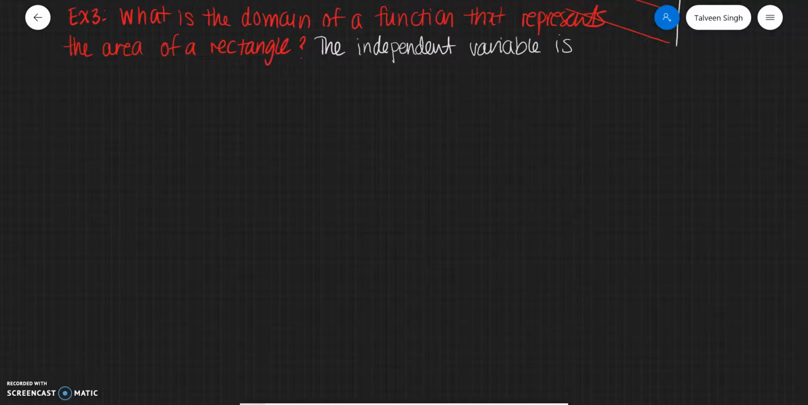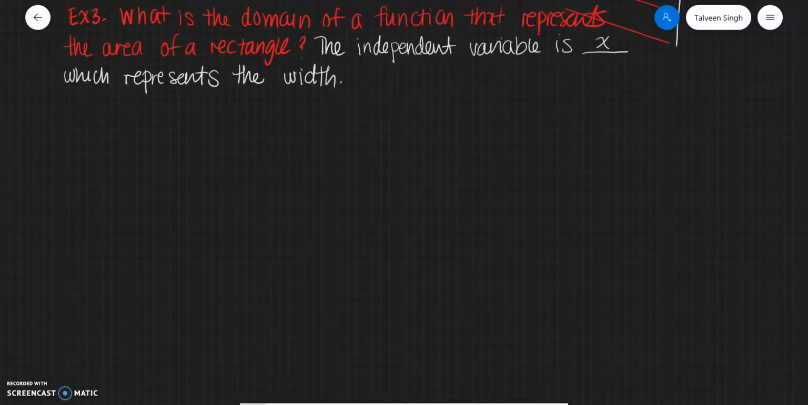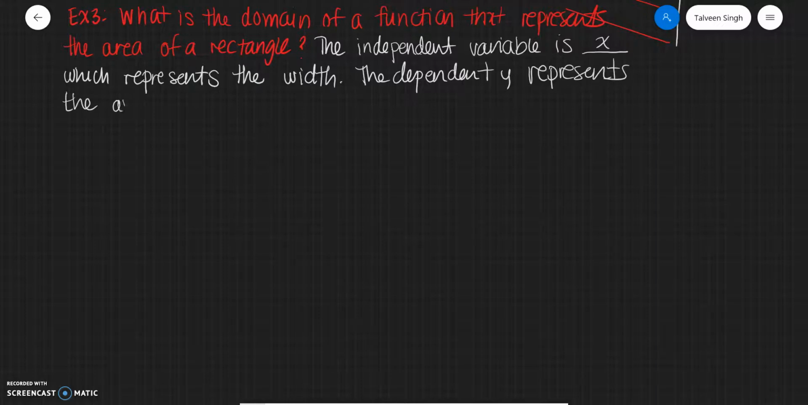So we're going to be talking about the domain of a function that represents the area of a triangle. In this situation, the independent variable is going to be x, which represents the width, right? Because our width is dependent on what our side lengths are. So that's why it would be the independent variable, right? And the dependent variable in that situation, y, represents the area. So this is our dependent variable.